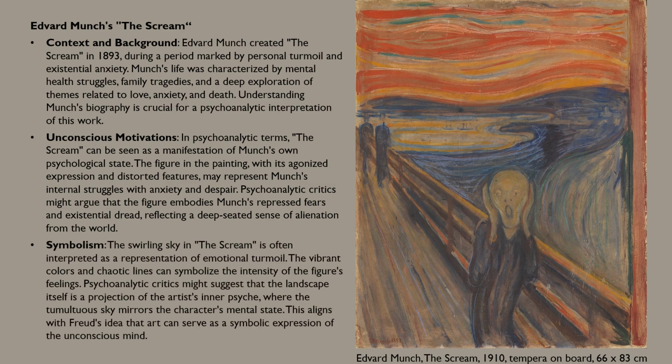The symbolism. So the swirling sky in The Scream is often interpreted as a representation of emotional turmoil. The vibrant colors and chaotic lines can symbolize the intensity of the figure's feelings. Psychoanalytic critics might suggest that the landscape itself is a projection of the artist's inner psyche, where the tumultuous sky mirrors the character's mental state. This aligns with Freud's idea that art can serve as a symbolic expression of the unconscious mind.